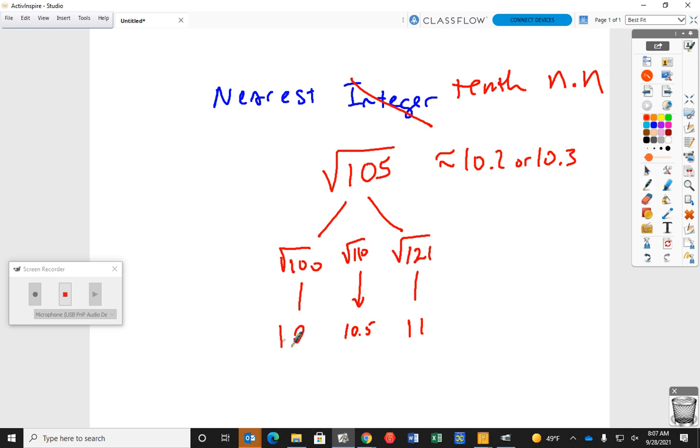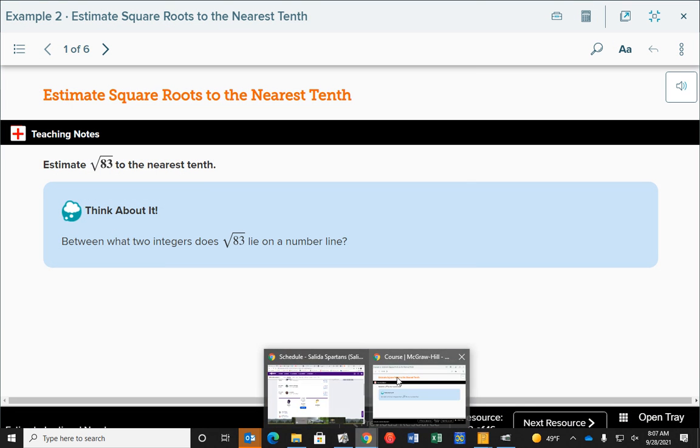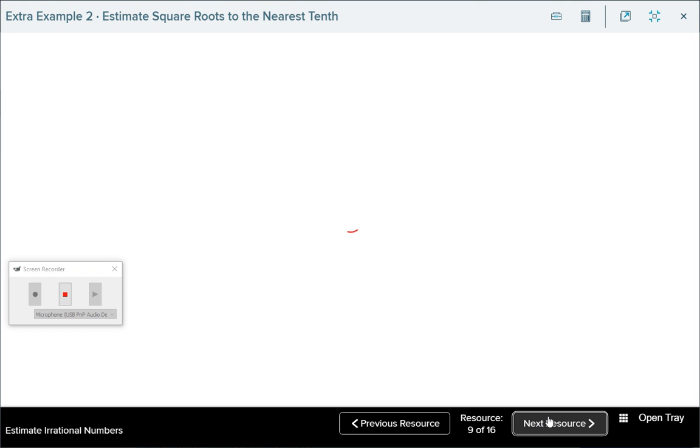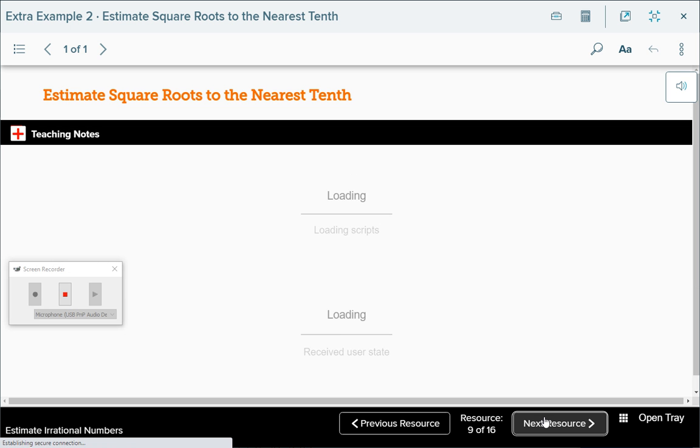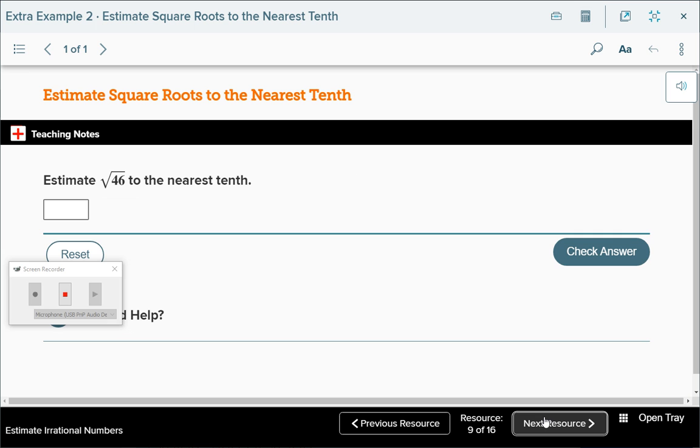All right, so let's look at this one. If I'm going to estimate this one to the nearest tenth, square root of 46. Yes, it's an irrational number. You should be writing this down. And I want to know what you get. When you get an answer, raise your hand.